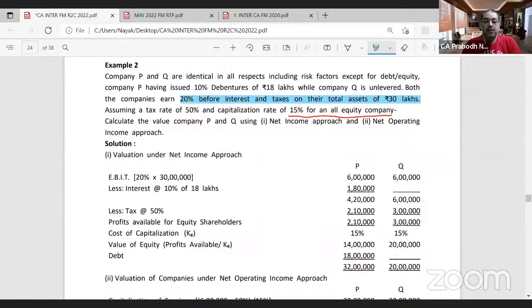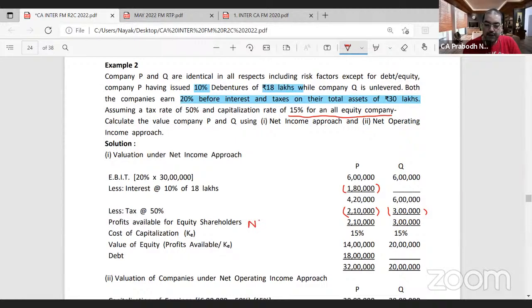Then the interest. The rate of interest is given as 10% debentures, 10% debentures of 18 lakhs. So 10% of 18 lakhs for company P, that is 1,80,000 interest will be there. So 6 lakhs minus 1,80,000 is 4,20,000. For company Q, it is going to be 6 lakhs. Rate of tax is 50%, so 2,10,000 and 3 lakhs will be the results.